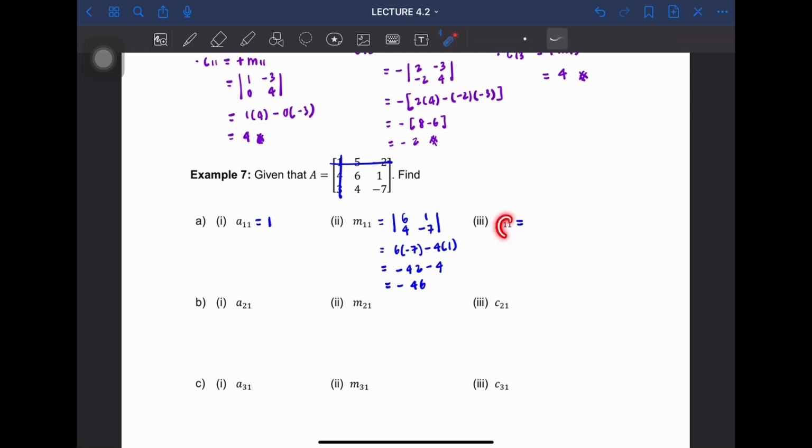So 1 plus 1 is even number. So when even, we're going to get positive. So positive minus 1, 1, 1.